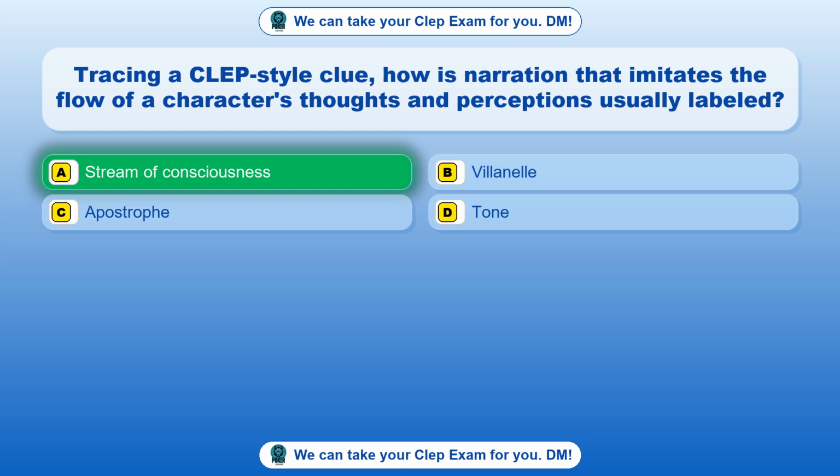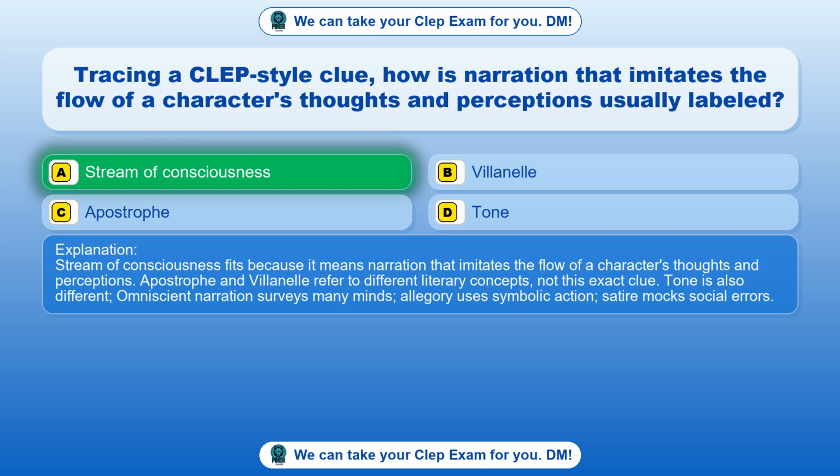Stream of consciousness. Stream of consciousness fits because it means narration that imitates the flow of a character's thoughts and perceptions. Apostrophe and villanelle refer to different literary concepts, not this exact clue. Tone is also different. Omniscient narration surveys many minds. Allegory uses symbolic action. Satire mocks social errors.